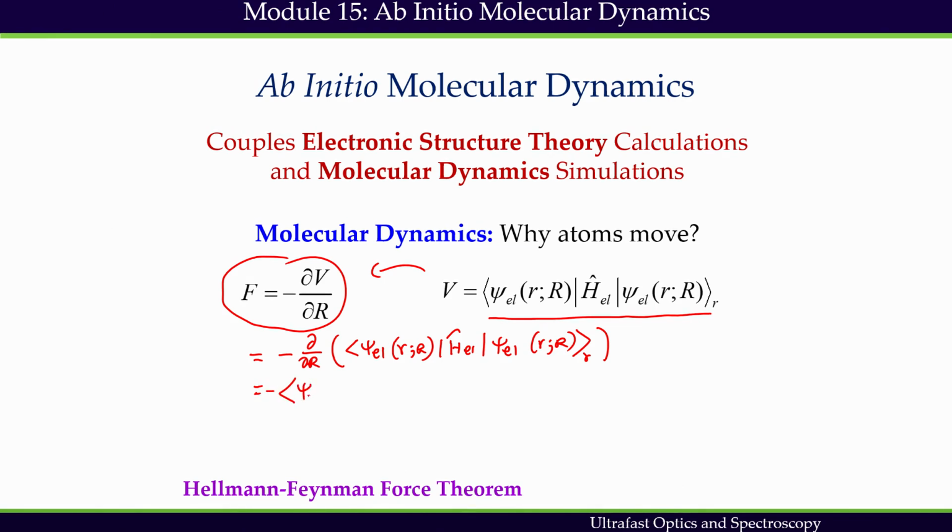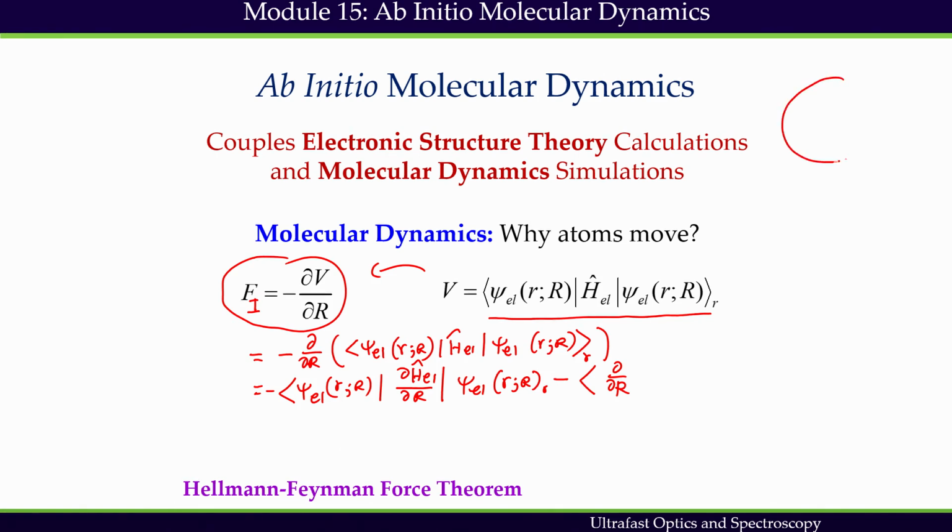So if we take this first derivative, that's the force, we can write it as follows: minus psi electronic R, with R as a parametric dependence, then the first derivative of the Hamiltonian, then psi electronic R. This is one derivative. The second term is going to be the first derivative of the wave function with respect to R.